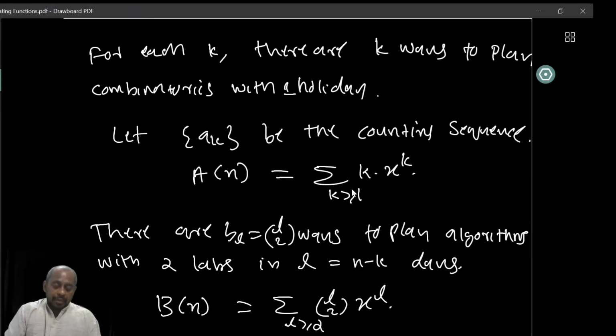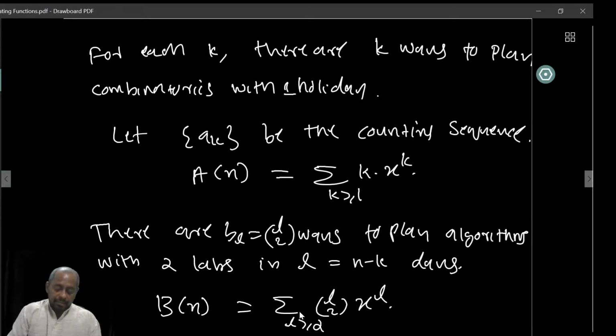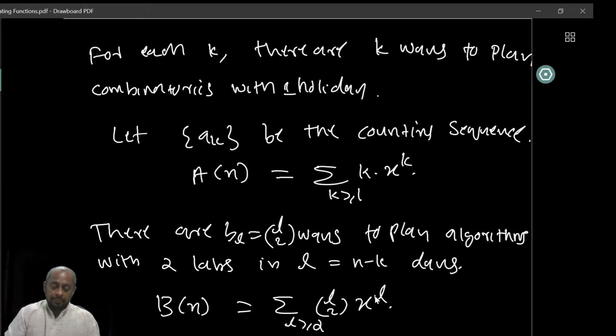Now, similarly, you can define, let's say, bL to be L choose 2 ways to plan algorithms with two labs, where L is equal to n minus k, right? If you have L days available, then out of this, you can select 2 days for the lab in L choose 2 ways, right? Any of the 2 days are okay. So therefore, now b of x is basically the summation over L greater than or equal to 2, because L is at least 2, of L choose 2 times x raised to L. Right? This is also clear.